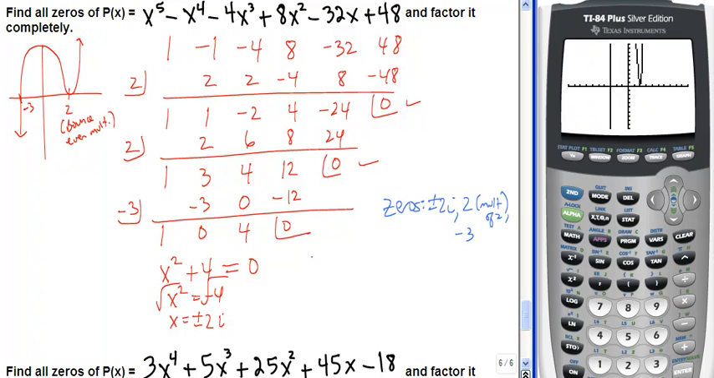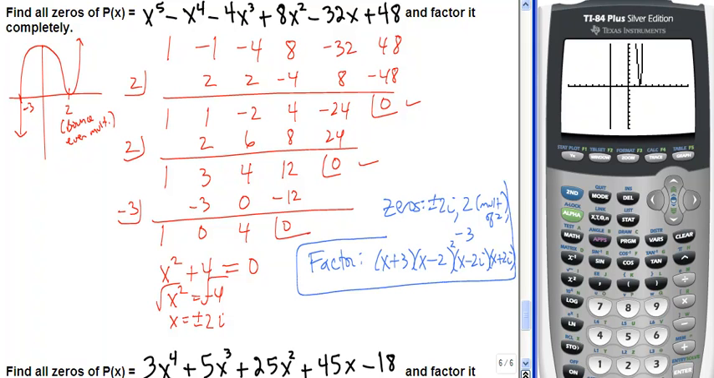And then how does all of this factor? Well, to get the factor of negative 3, I would need x plus 3. To get the factor of 2, or the zero of 2, I would need x minus 2. And since it had a multiplicity of 2, I need a square on the outside. To get the zero of plus 2i, I would need x minus 2i. And to get minus 2i, I need an x plus 2i. So we've got degree 1, 2, 3, 4, 5. There's our 5th degree. And we've got our answer.